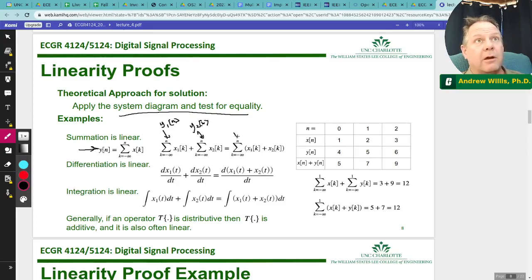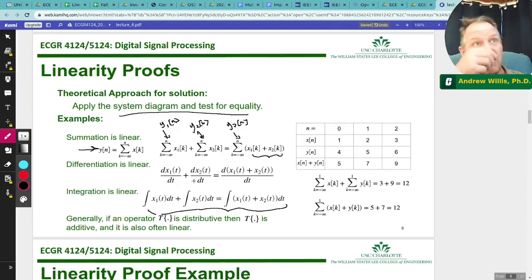And this here is y3 of n. And so in this case, the sum is distributive. You can take the sum of x1 plus x2 and distribute out the summation operator like this. And those are equivalent sums. So the summation operator, or integration more generally, is distributive. This is the term for continuous integration.